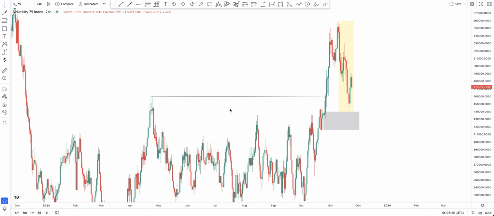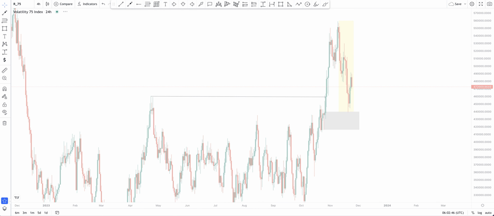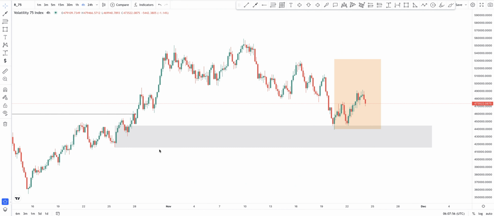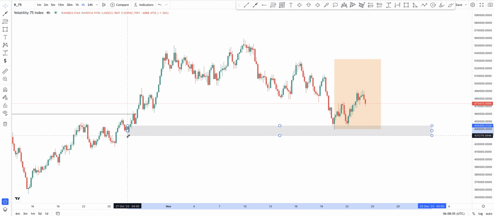Now when it comes to Deriv, we don't have anything like the monthly time frame, the yearly or whatsoever. We only start from the daily time frame, which is the 24 hours. So right from the 24 hours, we move to the 4-hour time frame. On the 4-hour time frame, we are refining our zone to minimize our risks. So we are now refining the zone to this point. So this is now our new demand zone on the 4-hour time frame.